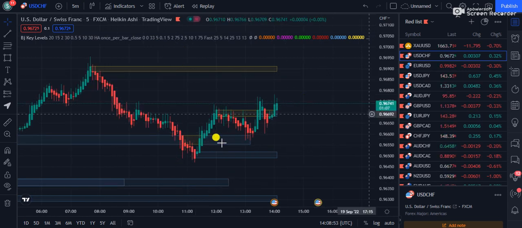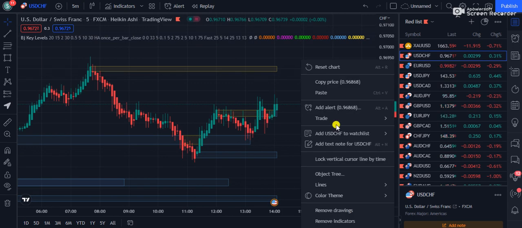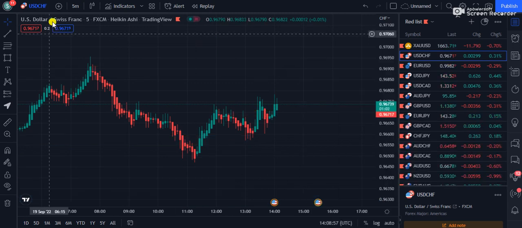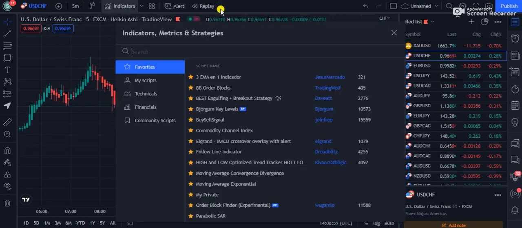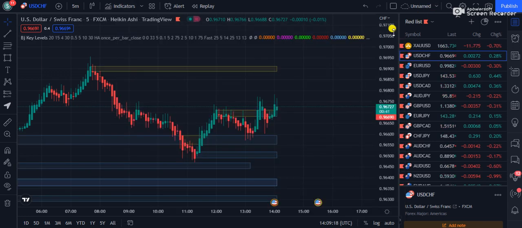So these are some levels that you can see on my screen, and we are going to attach these levels again. So we are basically going to the indicator section, and here you will search for the indicator that is called B Jorgam key levels. Okay, so you can see that this indicator is used by 10,573 traders, and this is a very special indicator.